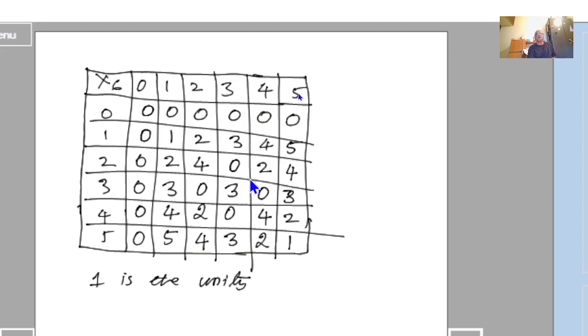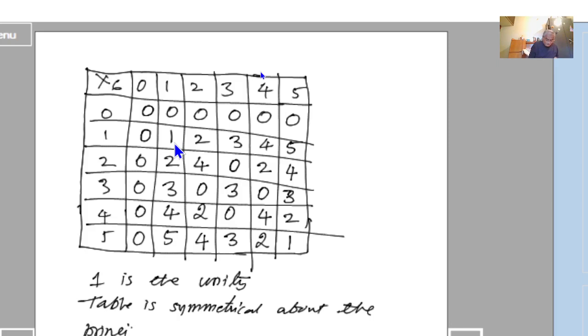So this is symmetrical about the principal diagonal. Commutative law holds with respect to multiplication. That is, here the table is symmetrical about the principal diagonal, commutative law holds.